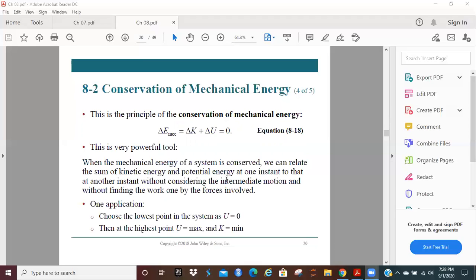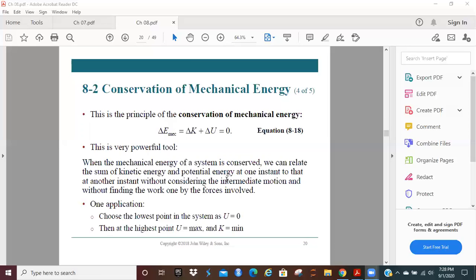This leads us to the principle of the conservation of mechanical energy. So the change in mechanical energy is going to be the same as a change in the kinetic plus a change in the potential, which should even out. It should be 0. So when the mechanical energy of a system is conserved, we can relate the sum of kinetic energy and potential energy of one instant to that of another instant without considering the intermediate motion and without finding the work done by one of the forces involved.